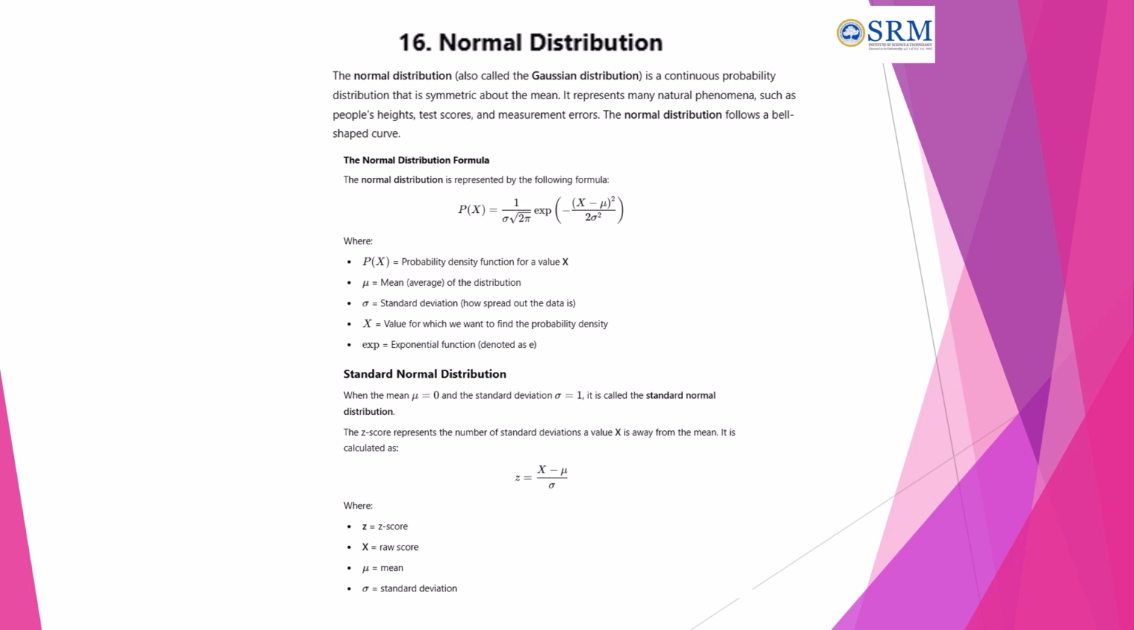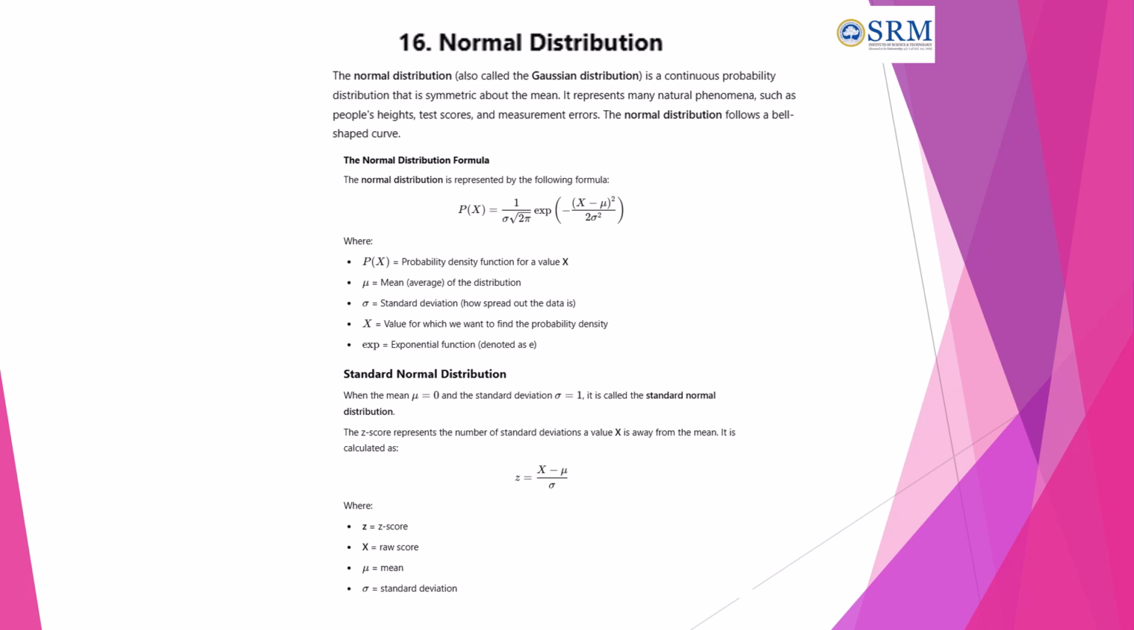Normal distribution. The normal distribution is a way to describe data that forms a smooth bell-shaped curve when we look at how often different values happen. It's common in nature, for example. People's heights or test scores usually follow this pattern. The center of the curve is called the mean, which is the average value. The spread or width of the curve depends on the standard deviation, which shows how much the values vary.